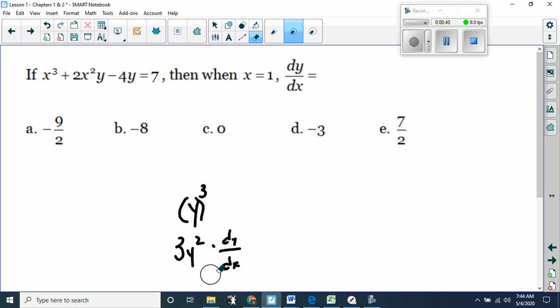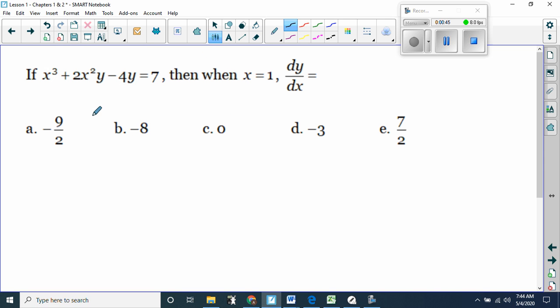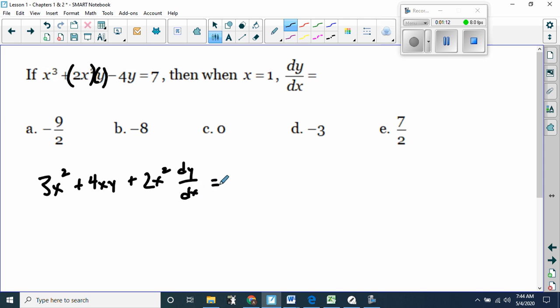So for the problem that's given here, it says if x cubed plus 2x squared y minus 4y equals 7, when x equals 1, what is dy/dx? So derivative of x cubed is 3x squared. We have to use the product rule here. So derivative of the first one times the second one plus the first one times the derivative of the second one. No equal sign yet.